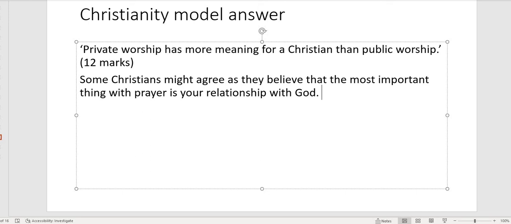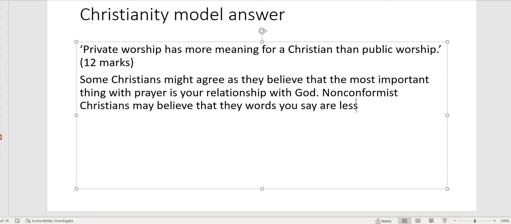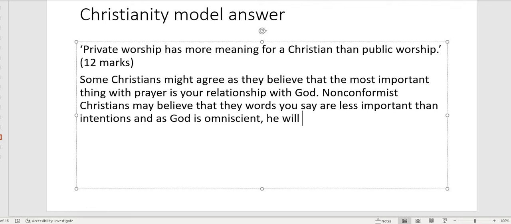Well, I need some keywords in here. Let's use a Christian group. Private worship. Who thinks private worship? Well, I might say a Christian group. So let's use a non-liturgical Christian group. So we're going to say non-conformist Christians may believe that the words you say are less important than intentions, and as God is, what's the word for all-powerful, all-knowing and all-loving? Let's use that. As God is omniscient, he will hear prayers even if they are private.